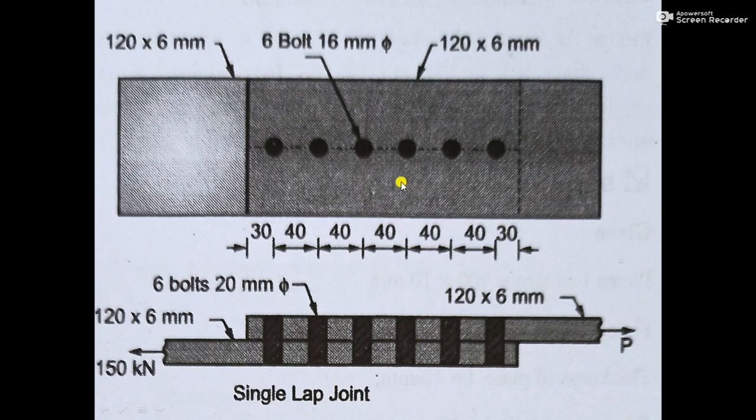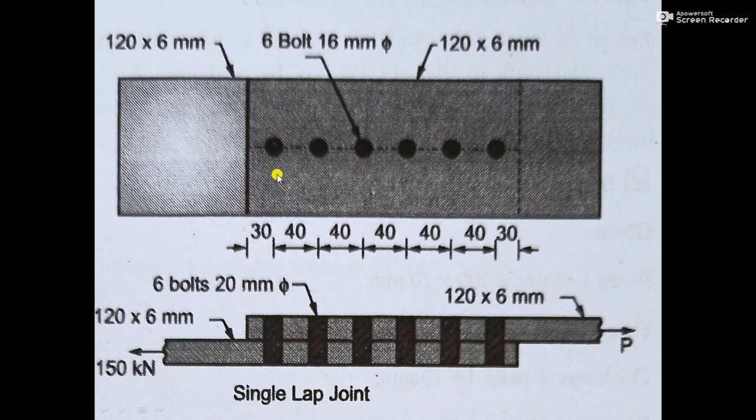The number of bolts required is 6, bolts of 16 mm diameter, and these plates are of size 120 into 6 mm. This plate is also 120 into 6 mm, the minimum edge distance is 30 mm, and we have calculated the pitch as 40 mm.